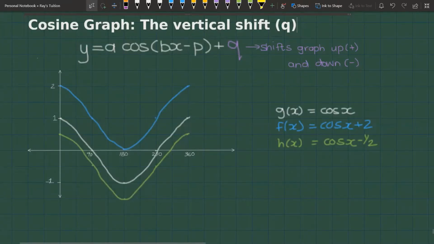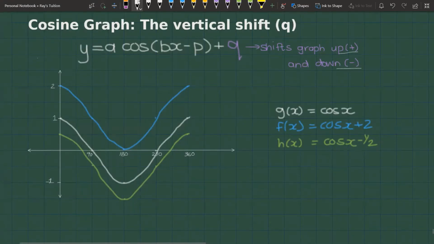In this video we have a look at the cos graph. The cos graph is given by the equation y is equal to cos(x minus p) plus q, and the q parameter over here is what controls the vertical shift. So a positive q value shifts it up and a negative q value shifts it down. This can be demonstrated in the graph over here.